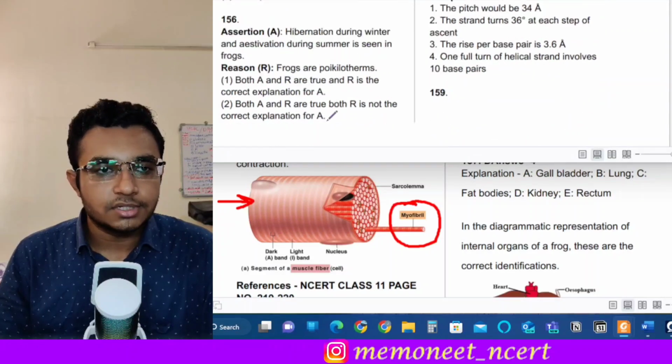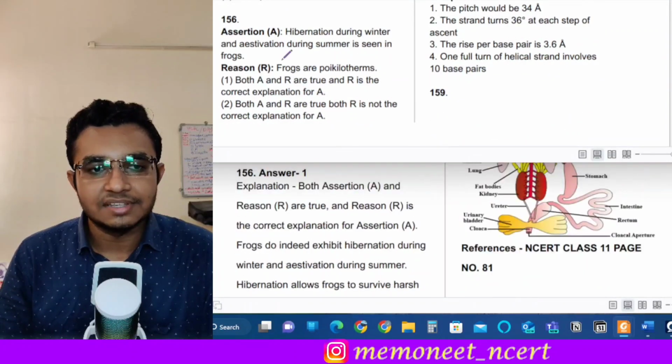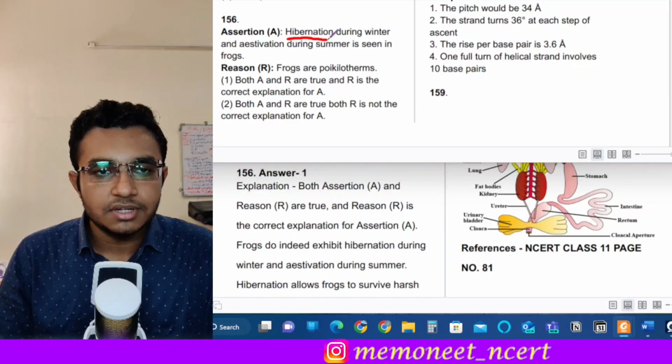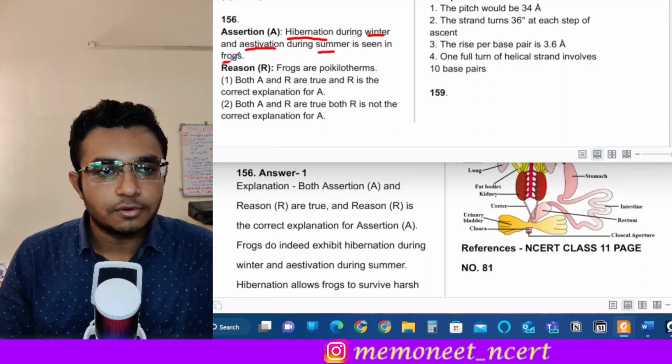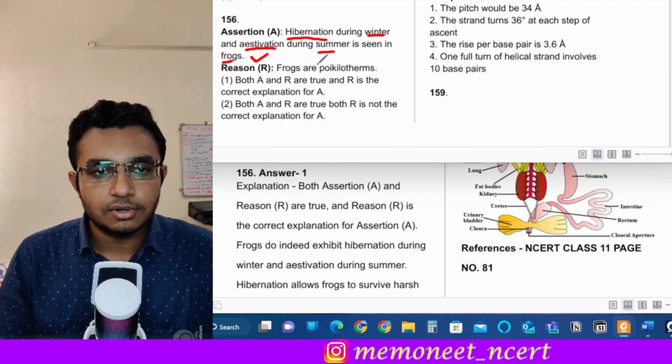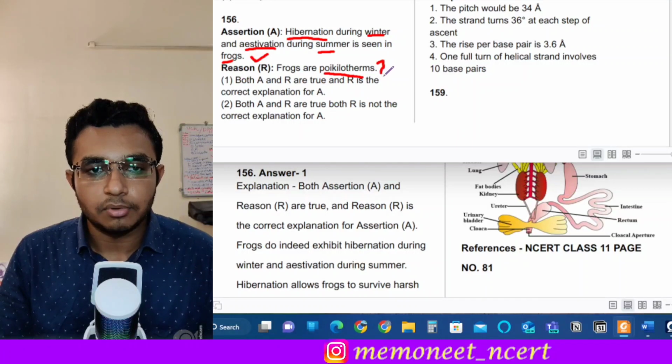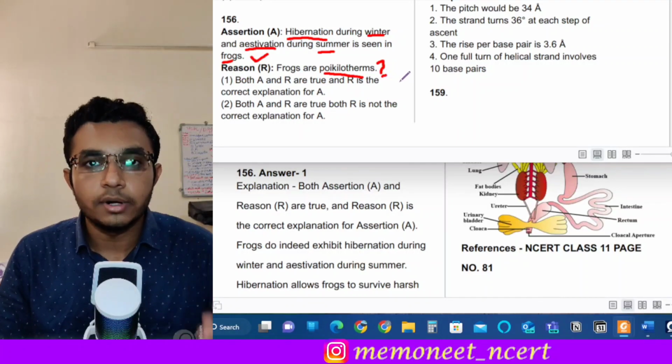Moving on to next question, that is question number 156. It is an assertion reason question. The assertion is hibernation during winter and estivation during summer is seen in frogs. So this is a correct statement, and the reason given for this is frogs are poikilotherms. Now first of all, you need to know what are poikilotherms. Okay, so poikilotherms means the cold-blooded animals.